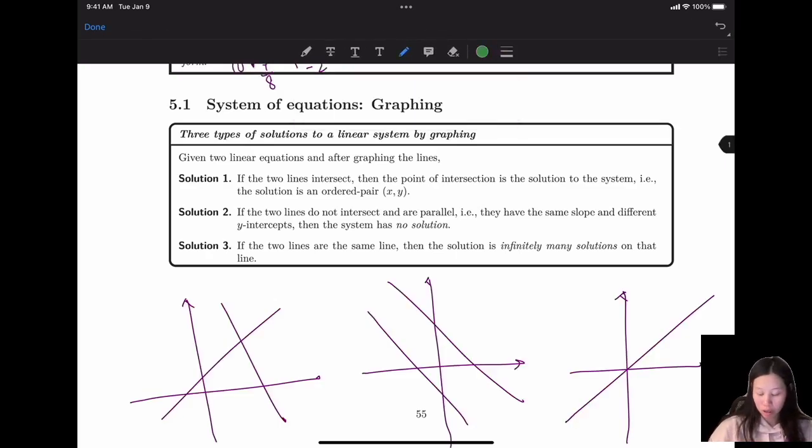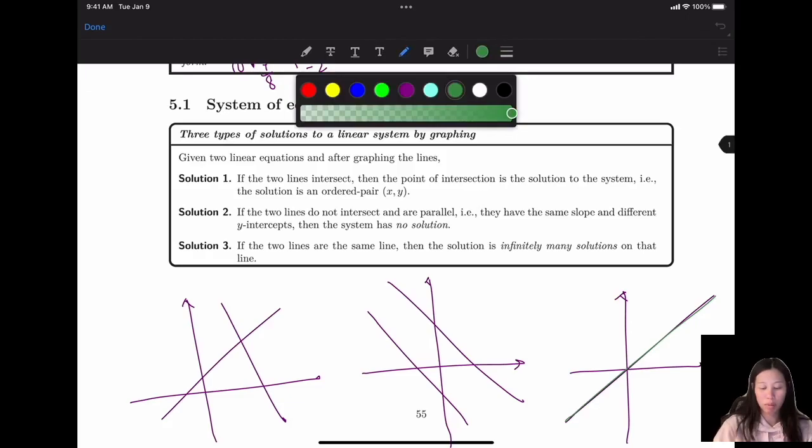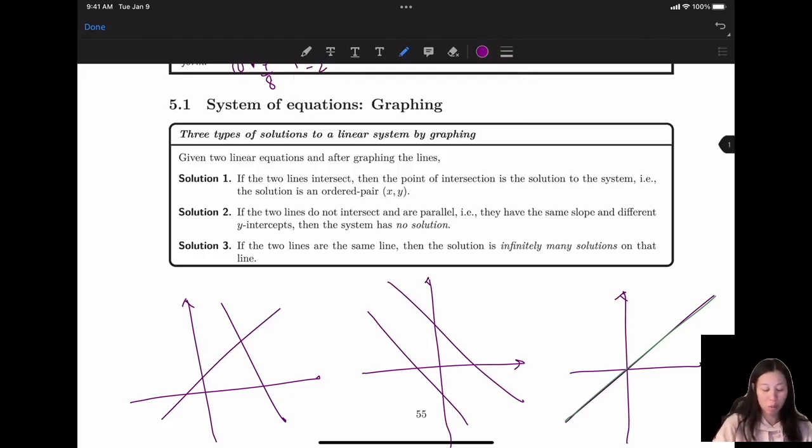Let me use different colored pens to represent the two lines. You can see these are two lines, but they overlap. So let's discuss one by one. Case 1: if there is one intersection, what does that mean? Let's say this point is (x, y). Since they intersect, this point is on both the first line and the second line, so this point is the solution of this system of linear equations.